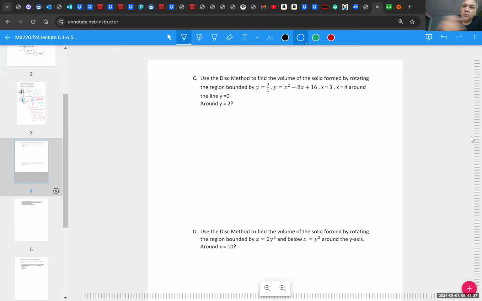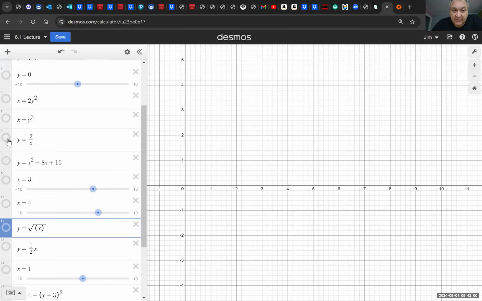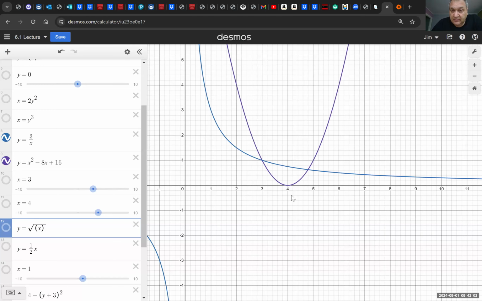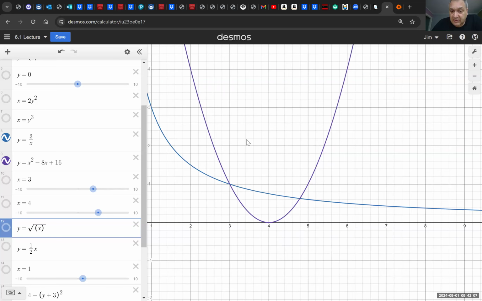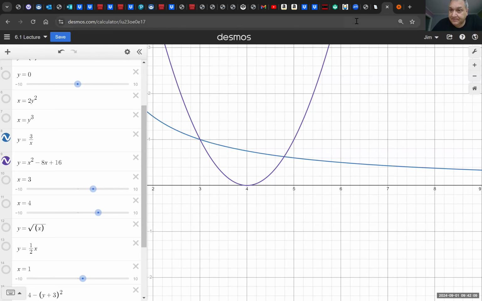Okay, I'm back. So ready to do example C, using this method to find the volume of a solid given by a certain region. And we're going to revolve it around y equals 0 and also around y equals 2. So once again, I want to see a picture of the region of x and x squared minus 8x plus 16. That's these guys right here. So the only thing that's bounded by these two graphs is this little shape right here.